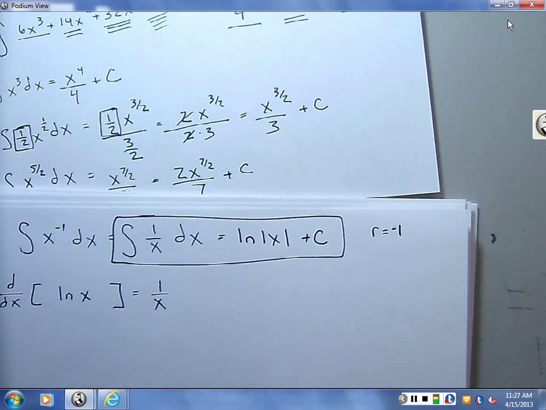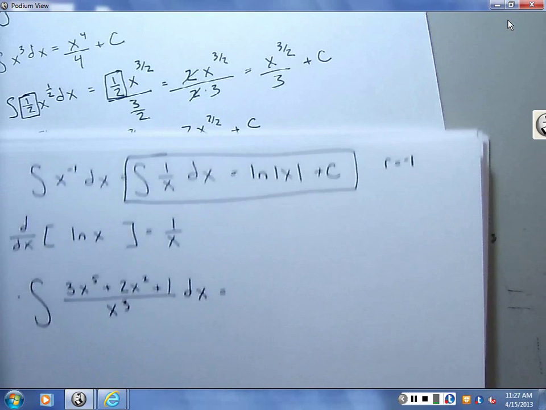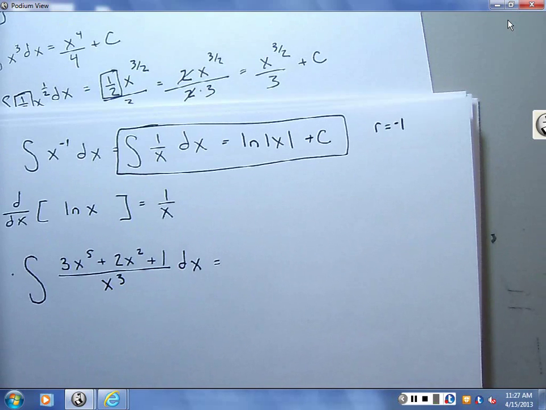A lot of times on final exams I've seen the type of integral of like 3x to the 5th plus 2x squared plus 1 over, say, x cubed dx. So I've seen this one come up on final exam. So I need to break this up into specifically powers of x, right?